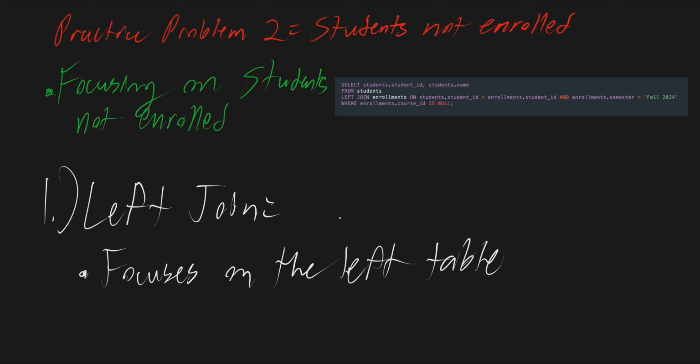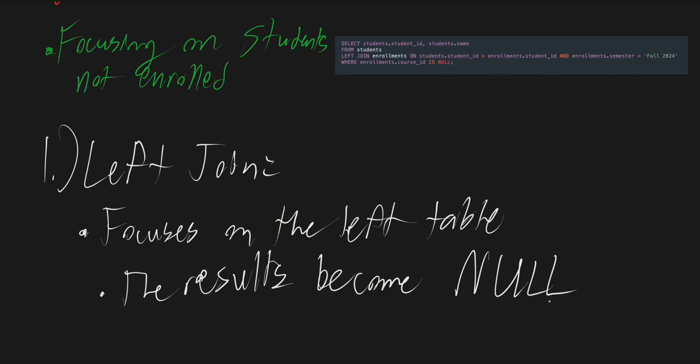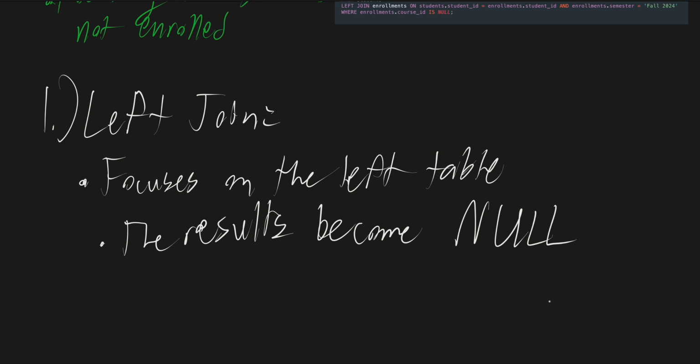The left join clause in SQL is designed to return all records from the left table, so as specified before, and the matching records from the right table, which is enrollments. The results become null from the right side if there is no match.